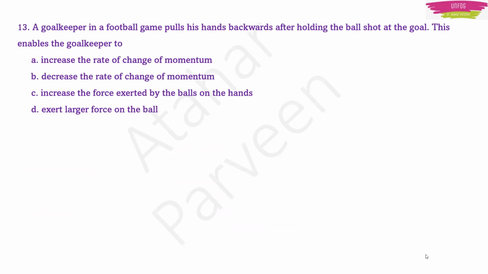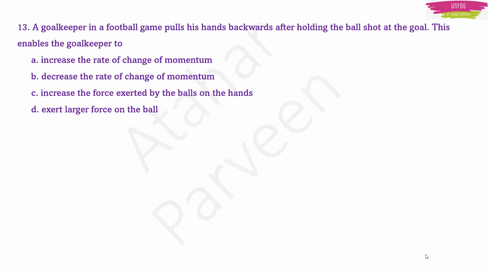Next question. A goalkeeper in a football game pulls his hands backwards after holding the ball short at the goal. This enables the goalkeeper to: increase the rate of change of momentum, decrease the rate of change of momentum, increase the force exerted by the ball on the hands, or exert larger force on the ball.